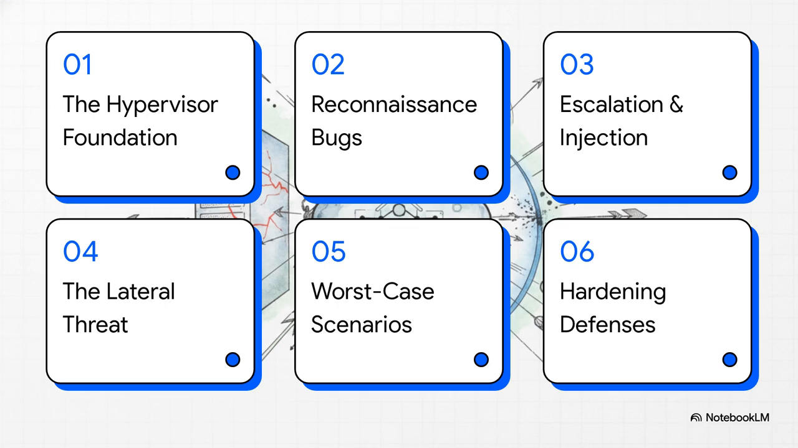Okay, let's take a quick look at our roadmap. We're going to start with the Hypervisor Foundation, then move into reconnaissance bugs, escalation and injection, the lateral threat, worst-case scenarios, and finally wrap up with hardening defenses. Let's get right to it.